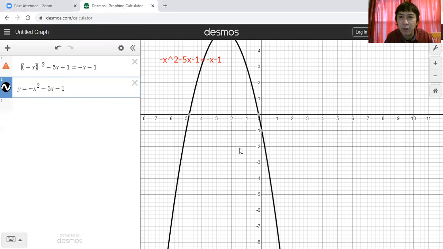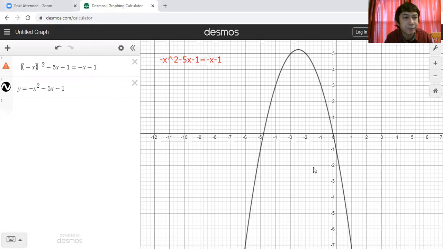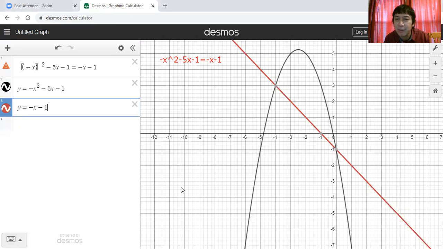There, it's a parabola which opens downwards. We're now ready to graph the right side. The right side is another equation: y is equal to negative x minus 1. There. All right, so we have the intersection of a parabola and a line, with one intersection in the second quadrant and one on the y-axis there. And you can see clearly the solutions.